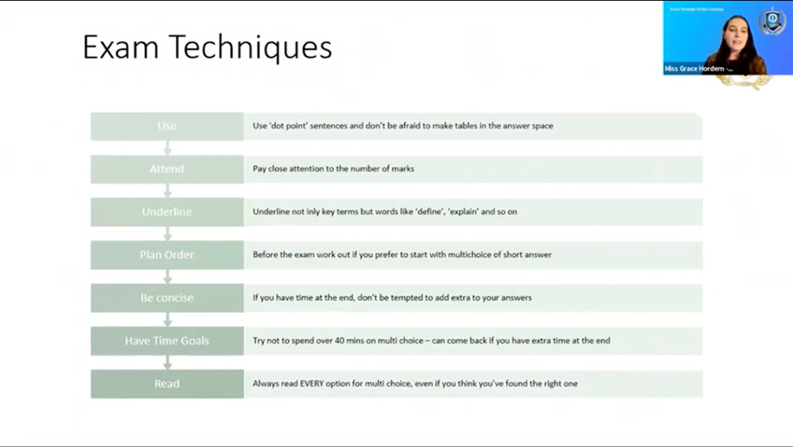Then in the exam, feel free to be using things like dot points. You can also make use of flowcharts and diagrams as well. Even though they give you lines, it doesn't mean you have to write paragraphs. Underline keywords for things like define, explain, and so on. Plan out your time. And then lastly, make sure that you read every option for multiple choice.